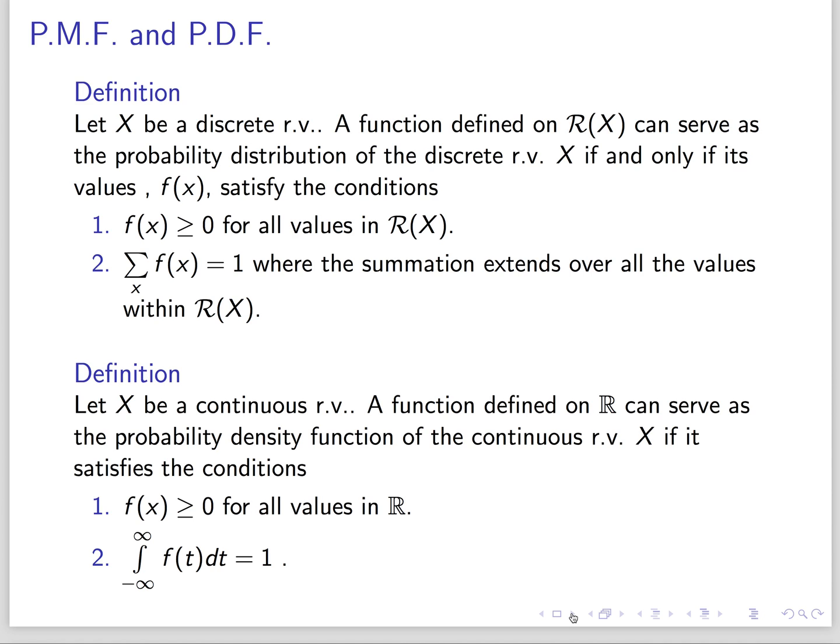Suppose X is a discrete random variable. A function defined on Rx can serve as the probability distribution of a discrete random variable X if and only if its values f(x) satisfy the conditions: f(x) greater than or equal to 0 for all values in Rx, and the summation of f(x) equals 1, where the summation extends over all the values within Rx. Similarly, if X is a continuous random variable, a function defined on R can serve as the probability density function of the continuous random variable X if it satisfies the conditions: instead of summation, we take the integration, f(x) greater than or equal to 0 for all values in R, and the integration from minus infinity to infinity of f(t) dt has to be 1.